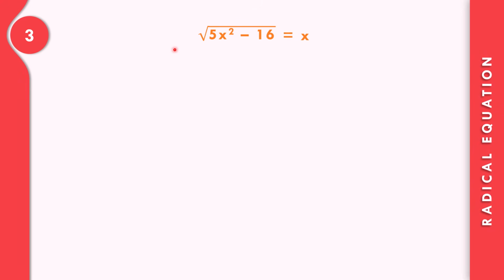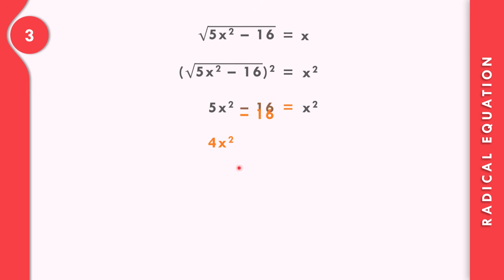In example number 3, the square root of 5x squared minus 16 is equal to x. Let us square both sides. So cancel the 2 and the radical sign. That becomes 5x squared minus 16 equals x squared. Afterwards, we need to combine 5x squared and x squared. 5x squared minus x squared, the answer is 4x squared, copy negative 16 equal 0. Negative 16 going to the right side becomes 4x squared is equal to 16.